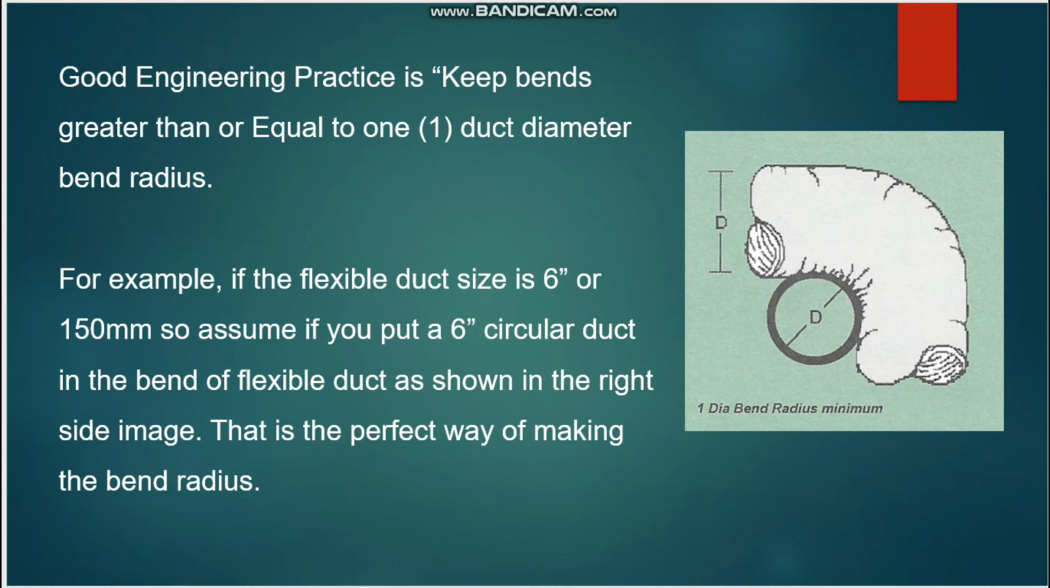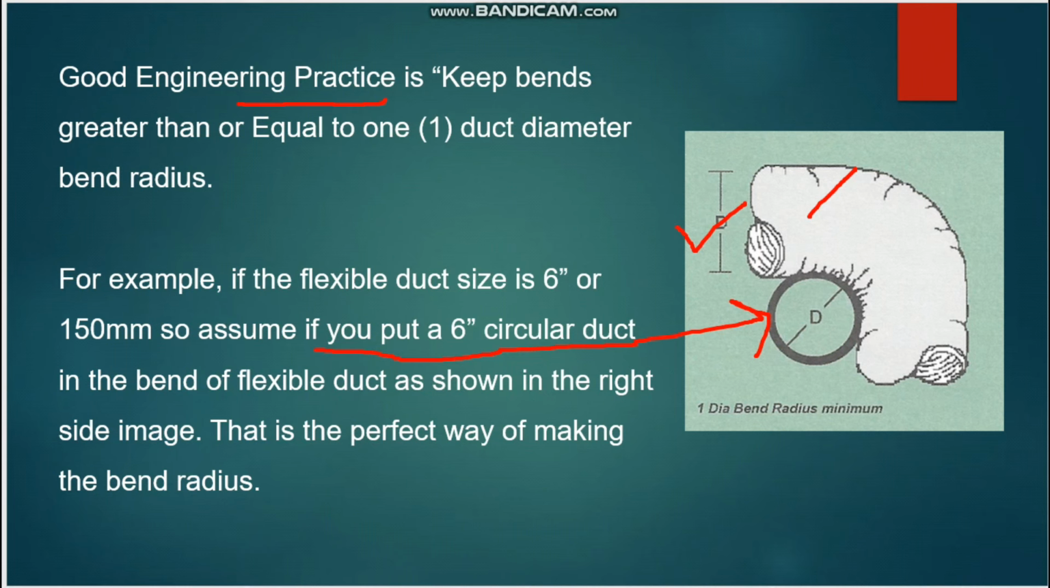And the answer here is, if you see the right side image for the description, the first thing is good engineering practice: keep bends greater than or equal to 1 duct diameter bend radius. For example, consider we have a 150 mm or 6-inch dia flexible duct, and assume that if you put a 6-inch circular duct in the bend of the flexible duct, as shown in the right side image, that is the perfect way of making the bend radius.